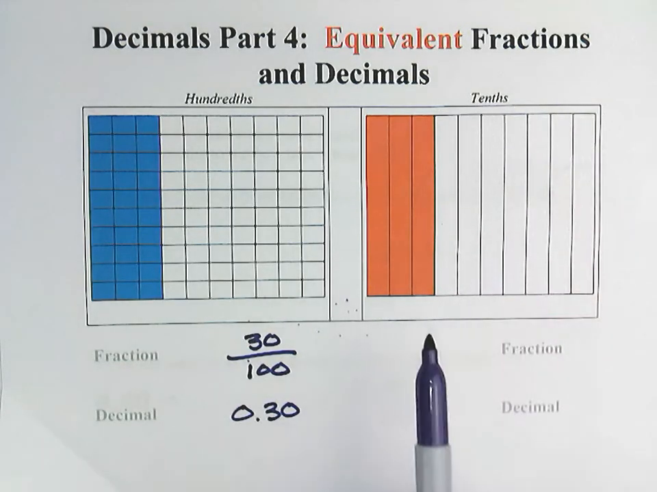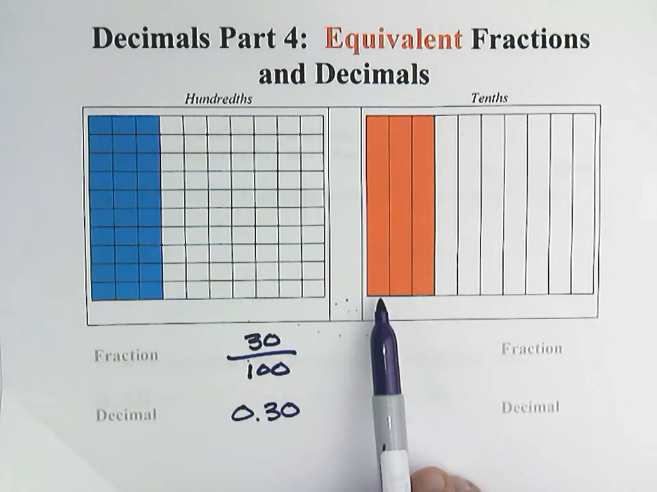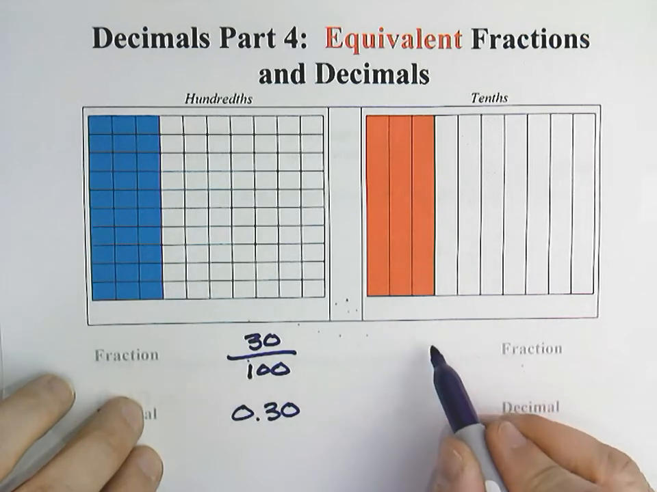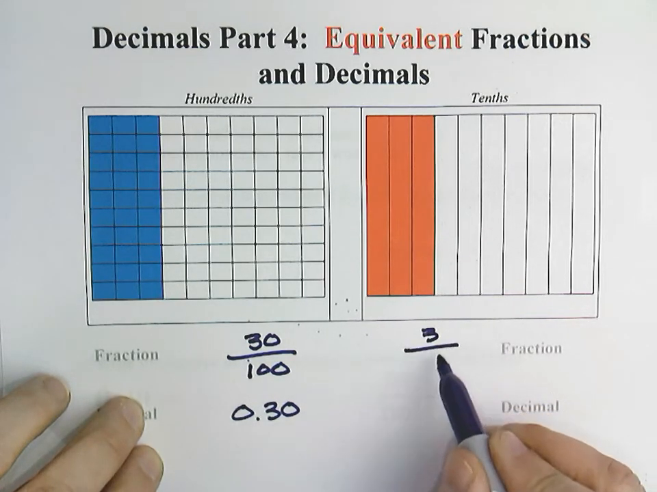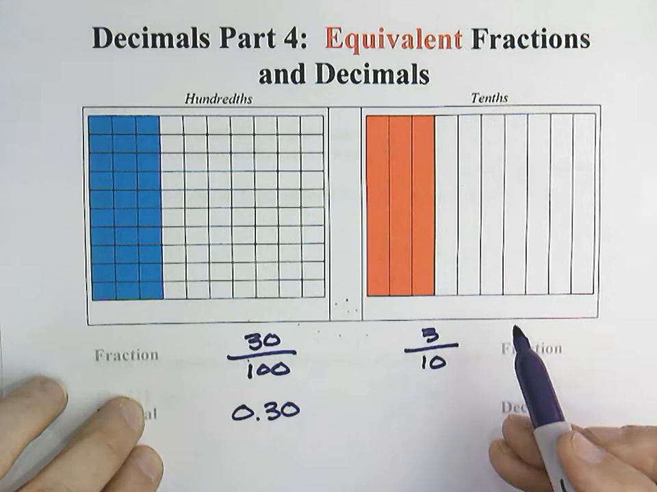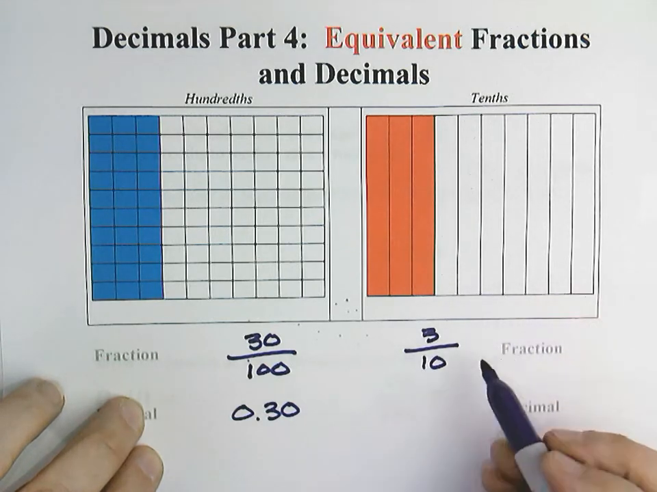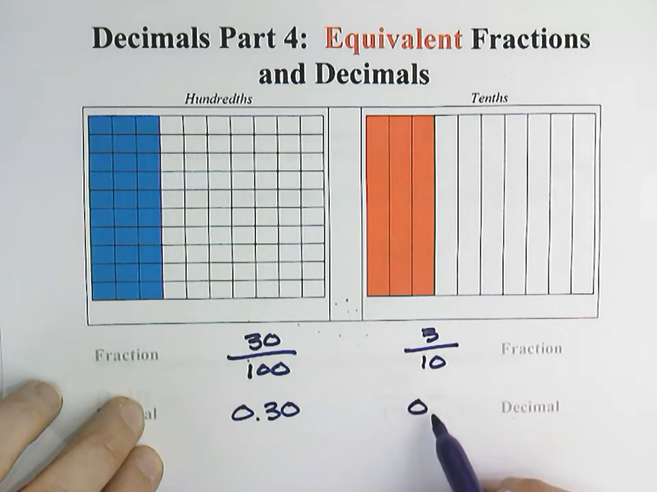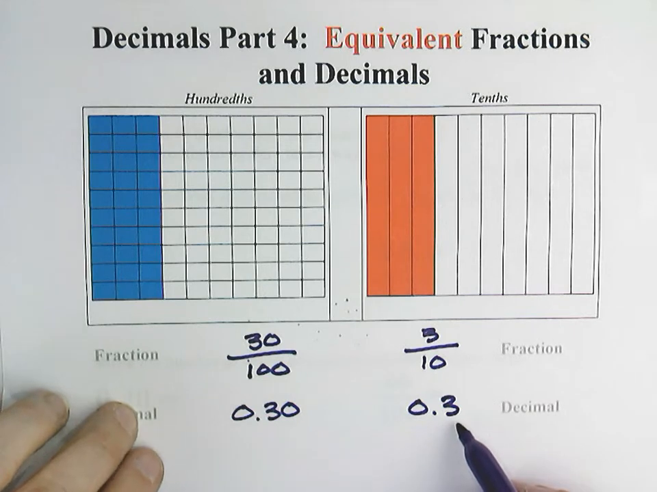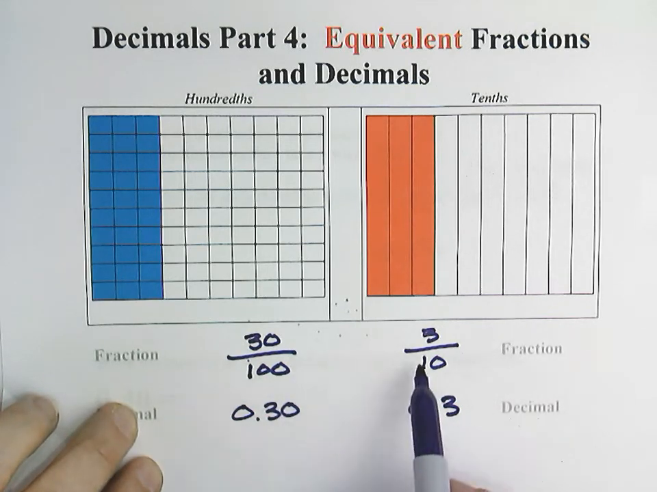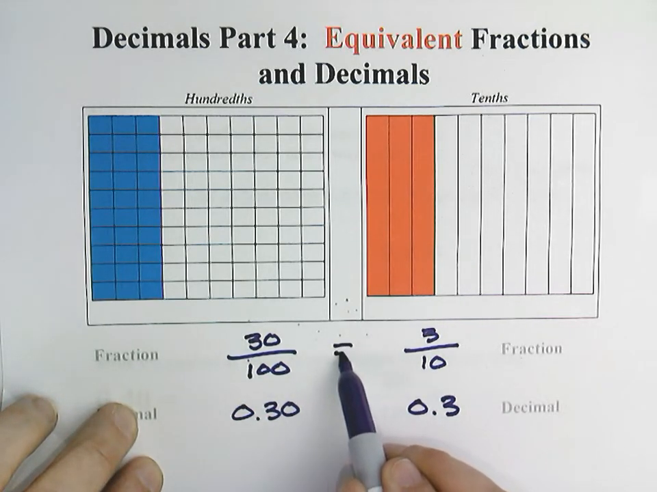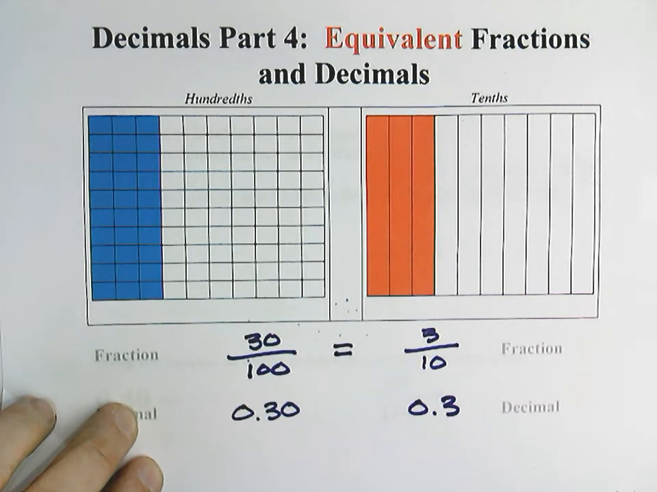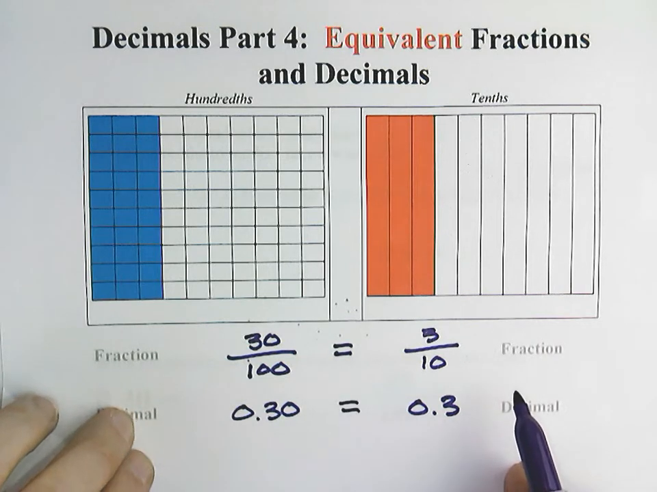In the tenths, I'm seeing 1, 2, 3 out of a total of 1, 2, 3, 4, 5, 6, 7, 8, 9, 10. And in decimal form, 3/10 would be expressed as 0.3, which would read as 3 tenths. 30 hundredths and 3/10 are equivalent fractions. And also the decimal forms are equivalent. In other words, they are equal.